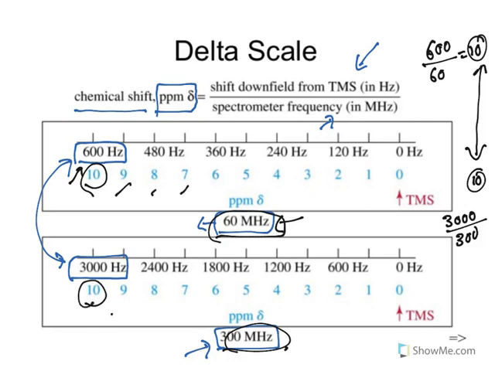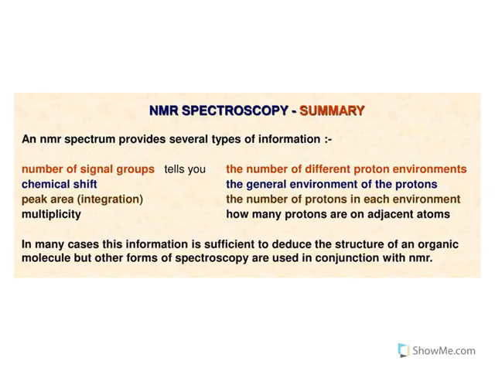See, it is very simplified. It will be 0 to 10 or 13 or something like that. But irrespective of the external field strength, you will get the same values. That is the reason why the delta scale was developed.